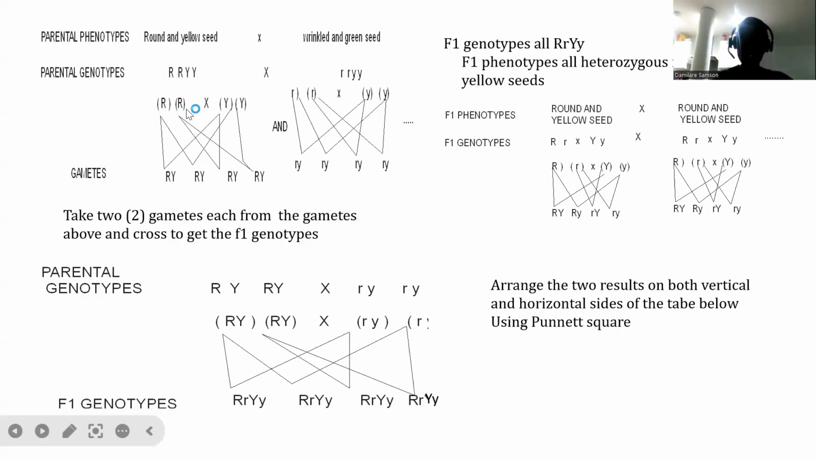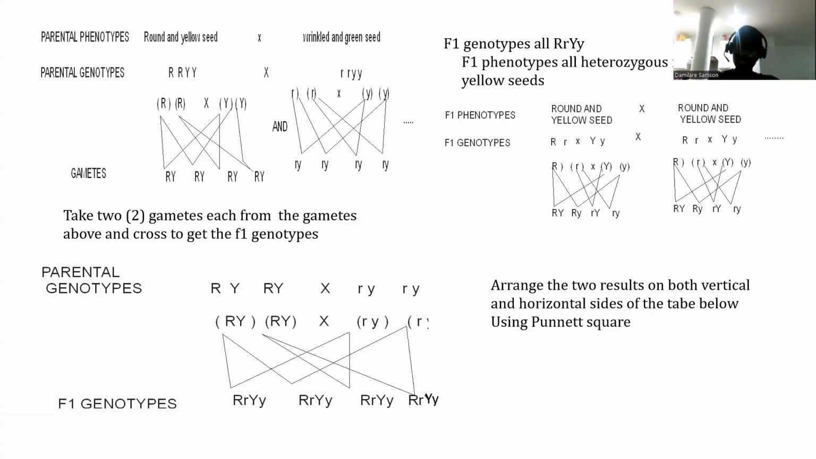So capital letter R, two capital R here, two capital Y. So at gamete formation, they separate: R crosses with Y, Y. So we cross it RY, RY, RY, RY. So all the gametes you will have now will be RY gametes. And for the other one too, small r, small y, you do the same thing. You have small r, small y, small r, small y, small r, small y.